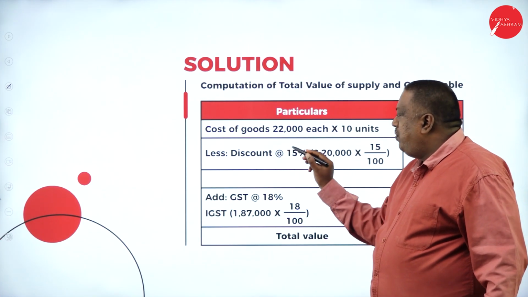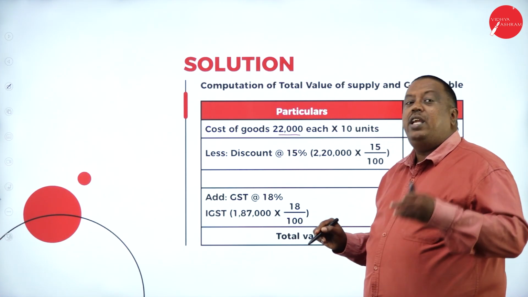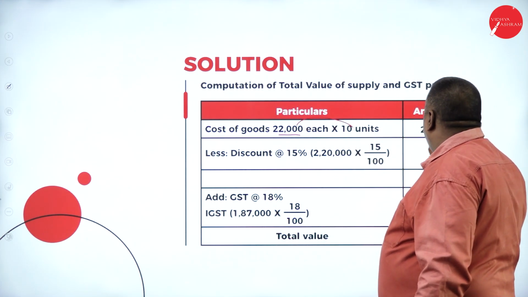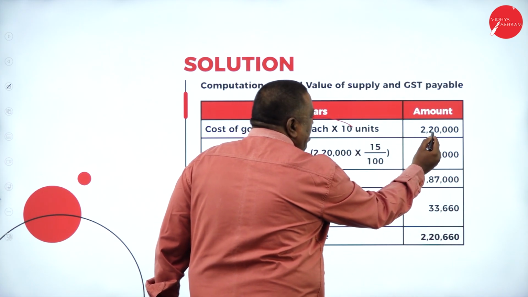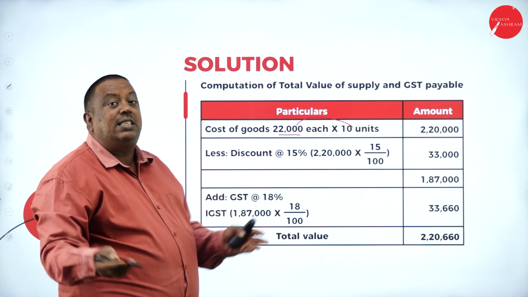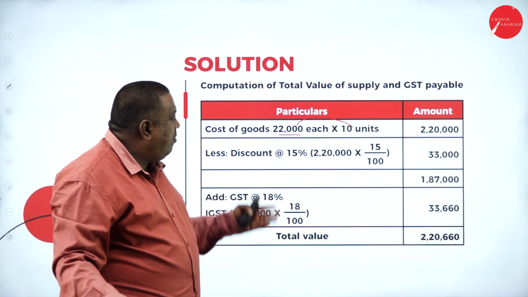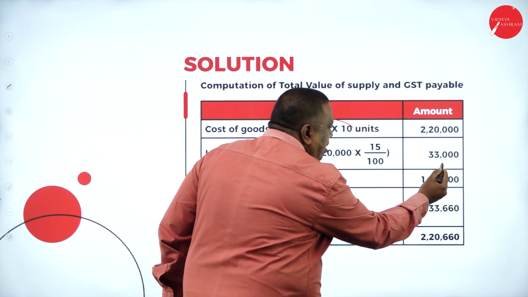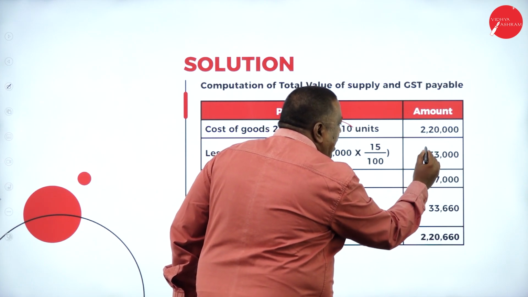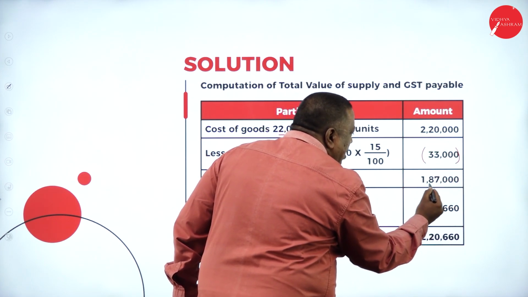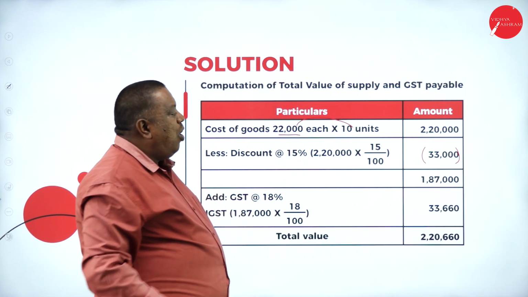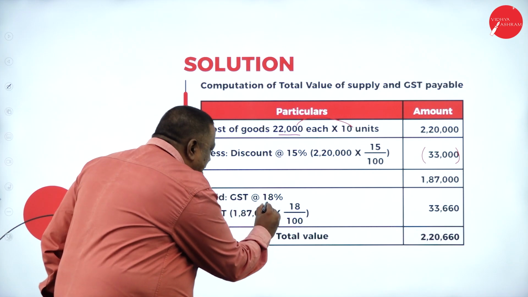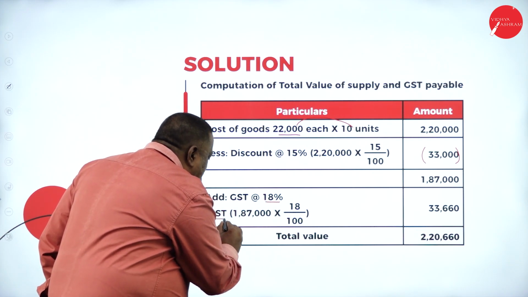See, what is the cost of the goods here? 22,000. How many units I'm purchasing? 10 units. 22,000 into 10 is nothing but 2,20,000. And what is the discount I'm giving for Chirag? 15%. 2,20,000 into 15 by 100 will be 33,000. So 2,20,000 minus 33,000 is nothing but 1,87,000. On 1,87,000, I'm going to charge tax, that is 18%, that is nothing but IGST.